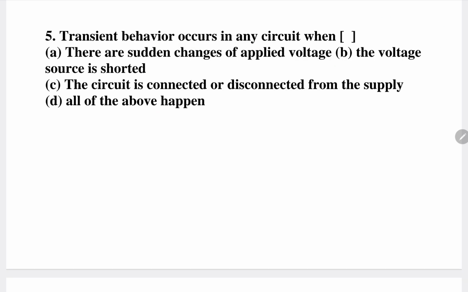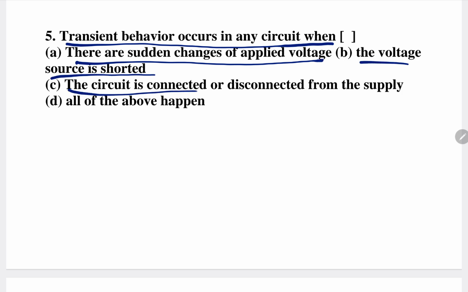Next, fifth question. Transient behavior occurs in any circuit when there are sudden changes of applied voltage, the voltage source is shorted, the circuit connected or disconnected from the supply. So all the above. That means when the transients are going to occur. Usually transients mean a change in the voltage or change in the current. So when is that going to happen in the circuit? Whenever we suddenly apply the input supply to the circuit, whenever we suddenly disconnect the power supply, whenever we change the circuit configuration suddenly, in all these scenarios the transients are going to occur. So the answer is all of the above, D.